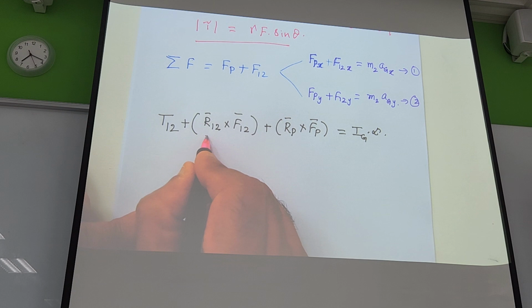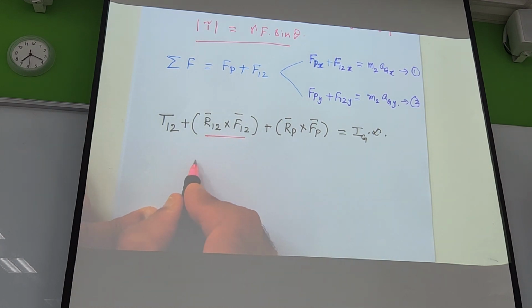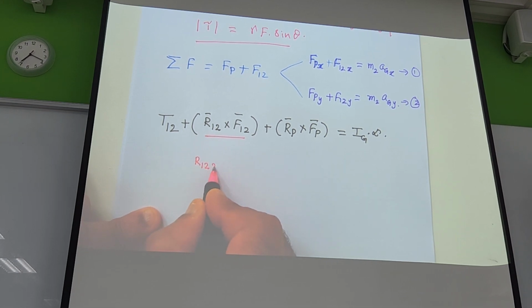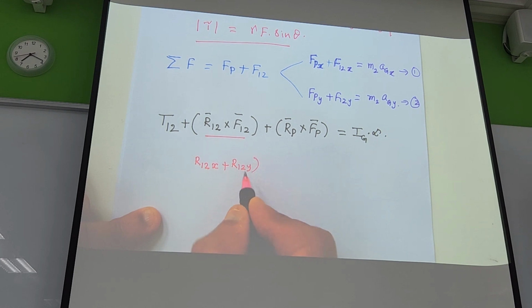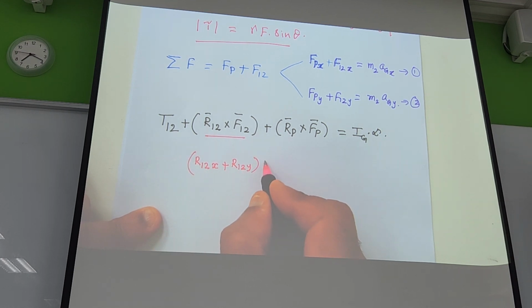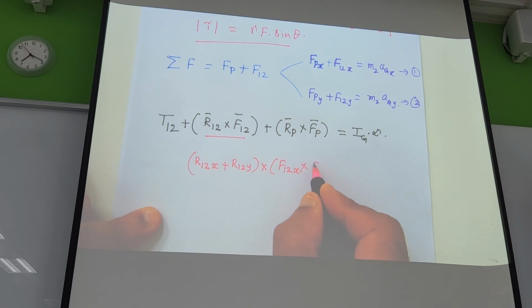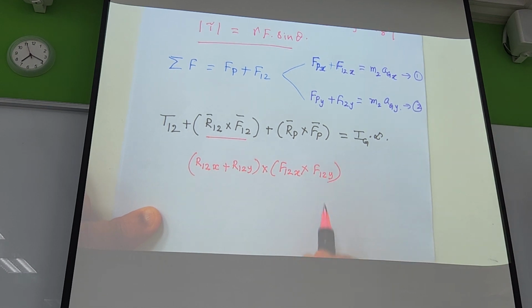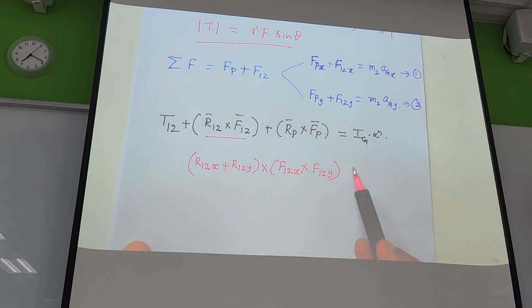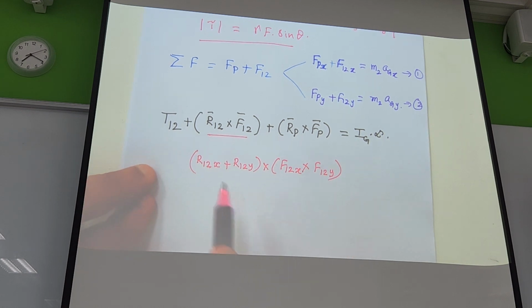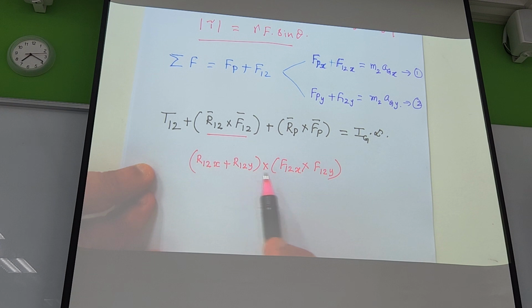We take the first one, R12 cross F12. I am writing the vector R12 bar as x component plus y component, and similarly F12 as F12x plus F12y components. Now I can do the cross product and multiply.